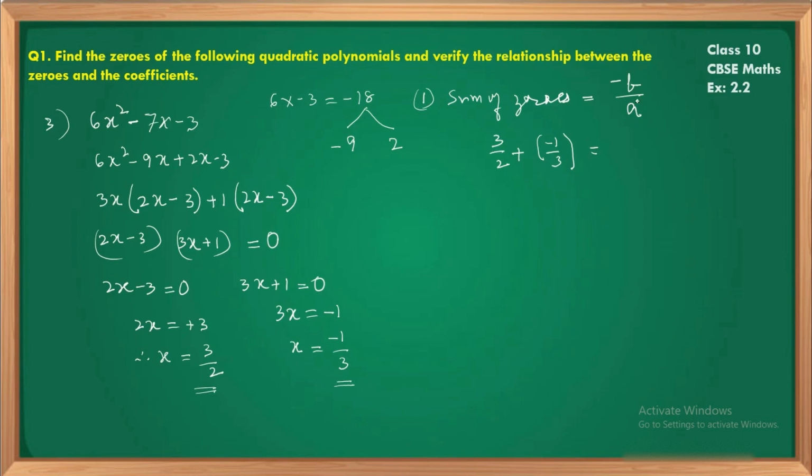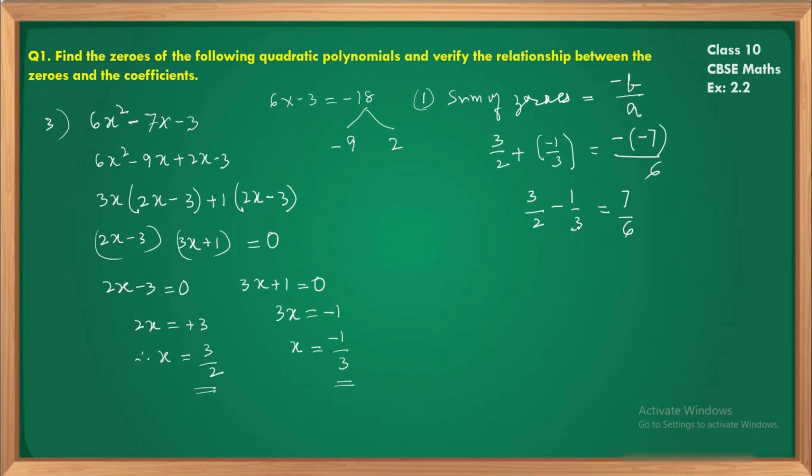Now equal to minus b. Again put minus. Now write down what is b. b is minus 7. Again be careful. Open a bracket, put minus 7 and then close it so that you don't go wrong. Divided by a. In this case a is 6. Now simplify. 3 by 2 plus into minus is minus 1 by 3 equals minus into minus plus 7 divided by 6. Here this is LHS.